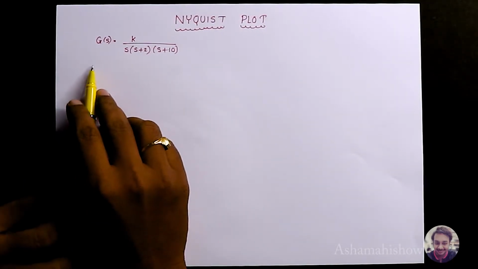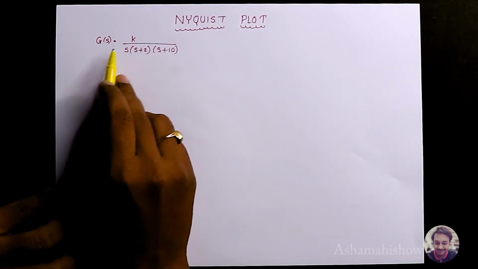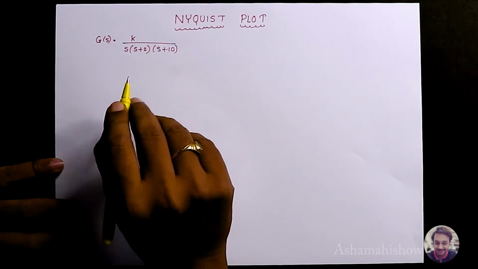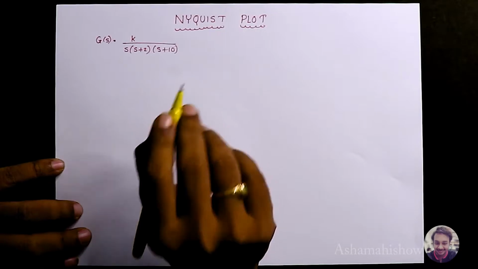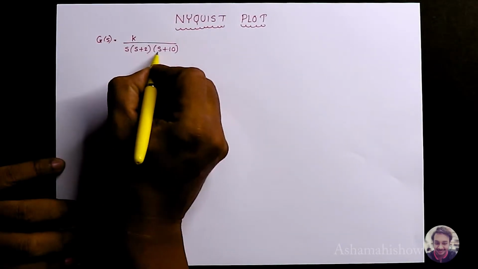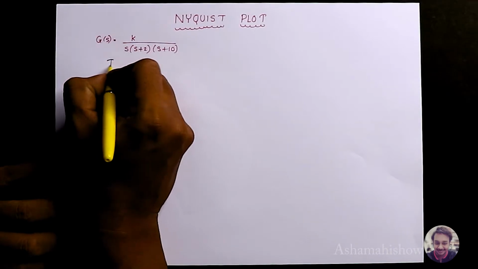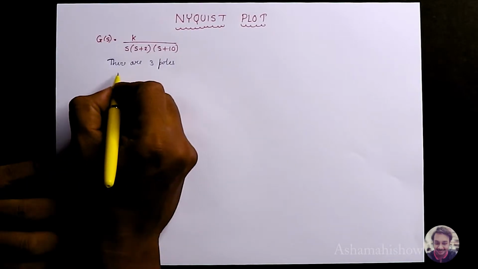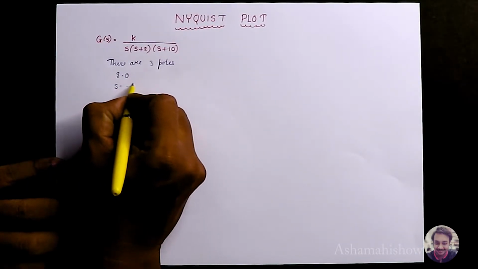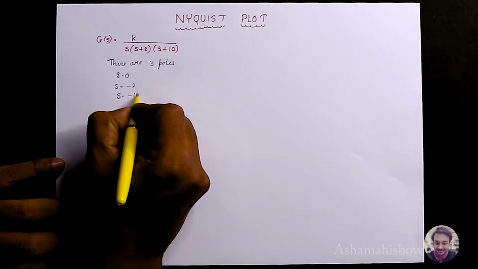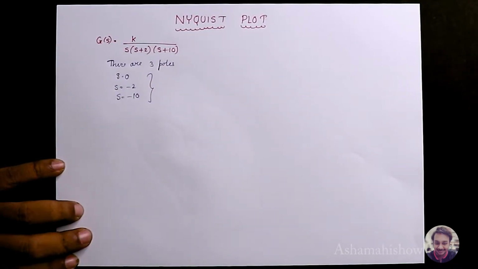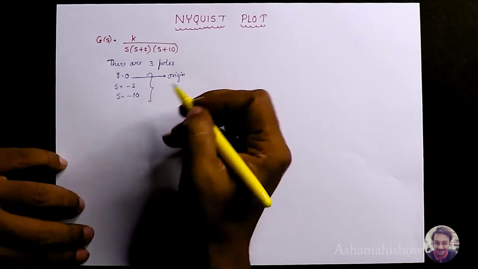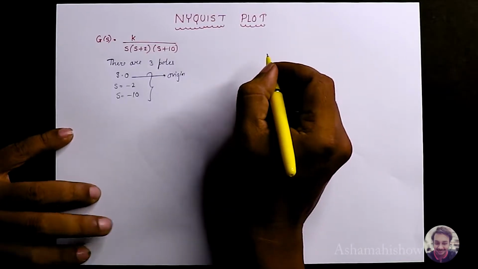The given problem, transfer function G(s) is equal to K by s into (s plus 2) into (s plus 10). For the given transfer function, you see how many poles are there. As I can see 3 s terms here, I can definitely know that there are 3 poles: s equal to 0, s equal to minus 2, and s equal to minus 10. So there are 3 poles, and to our luck there is 1 pole at the origin. This comes under type 1, as I have told.